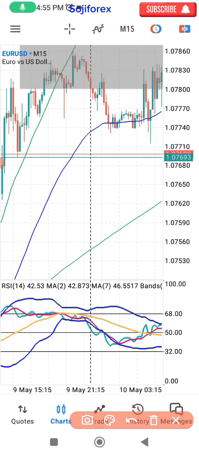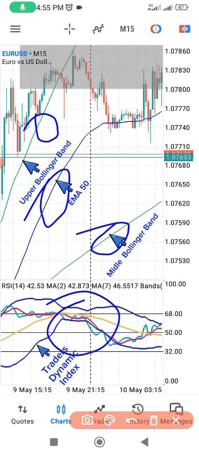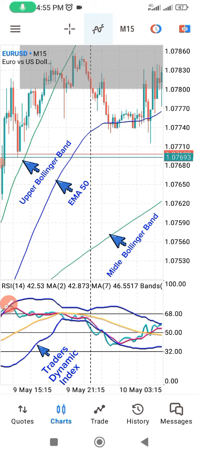So on the main chart, this is a Bollinger Band. This is the upper line of the Bollinger Band. This is the middle line of the Bollinger Band. And this is EMA 50, which is the exponential moving average 50. And this is my window indicator, the TDI. So all of these are confluence put together.